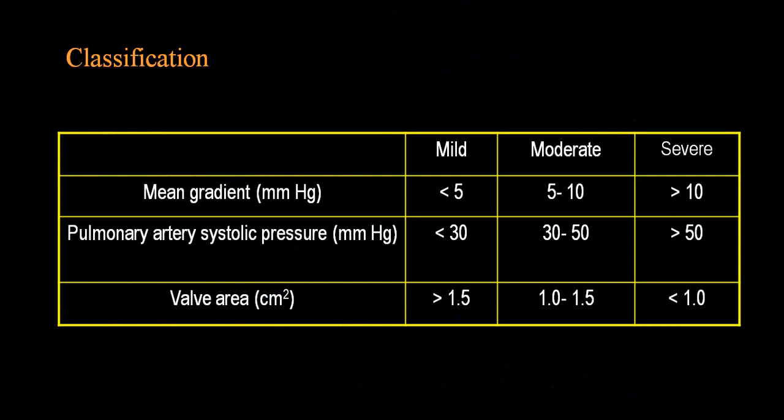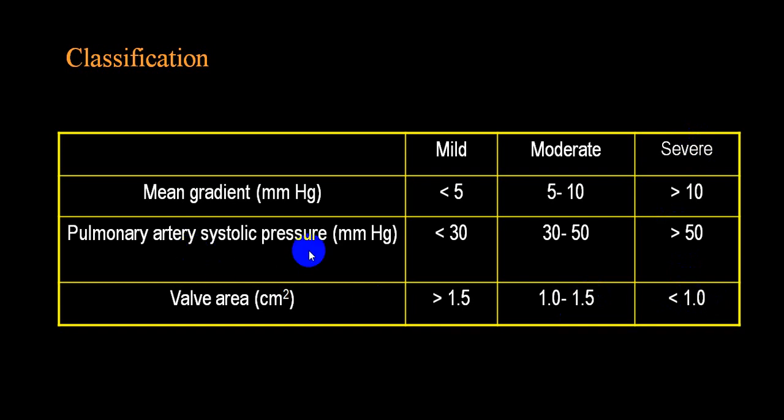As far as mild, moderate and severe is concerned, they utilize mean gradient, pulmonary artery systolic pressure or valvular area. So mild is mean gradient less than 5, systolic pressure less than 30, and valvular area more than 1.5. Less than 2 is stenosis, but if it is between 1.5 to 2, we call it mild. If it is between 1 to 1.5, moderate, and severe is less than 1.